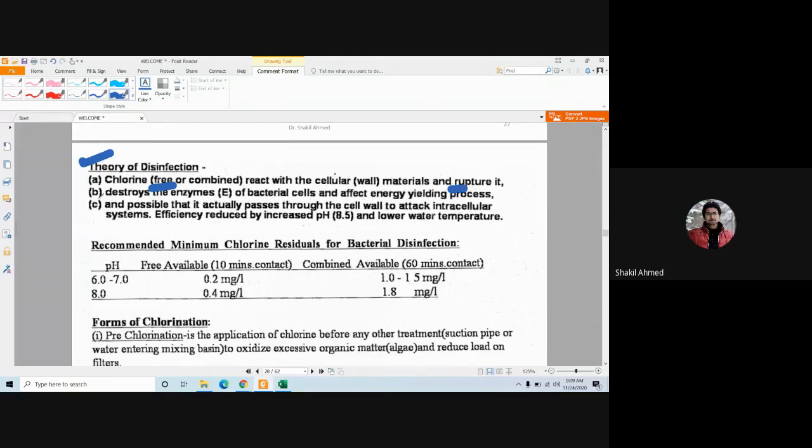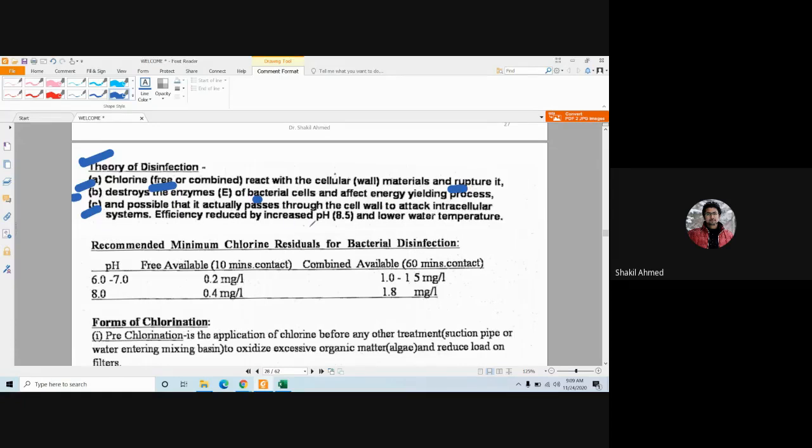And number B, they destroy the enzymes of bacteria cells and affect energy yielding processes. Therefore, the bacteria cannot produce energy anymore, and they basically become inactive. And number C, it is possible that it actually passes through the cell wall to attack the intracellular system.